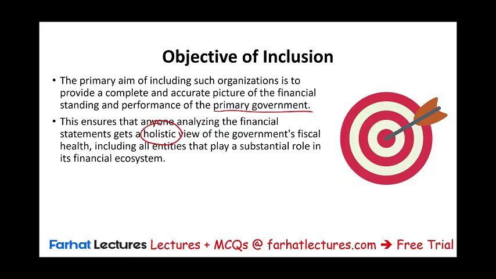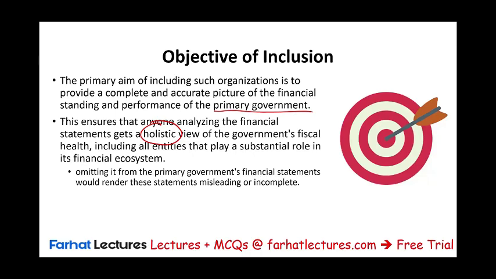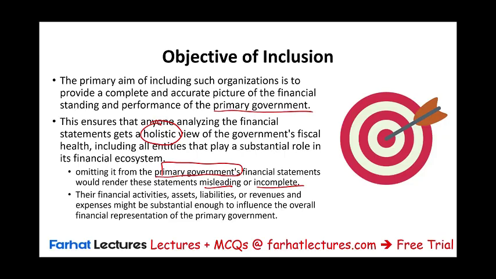Although it could be considered a separate legal entity, nevertheless, the city of Philadelphia can impose their will on them. They are financially responsible for them, and they can get a surplus in case they have a surplus. So omitting this from the primary government would give the investors or the users a misleading or incomplete picture. That's why you want to include those components. And their financial activities, which are assets, liabilities, revenues, are substantially large enough to be mandated to be included. Otherwise, if you are excluding them, you are misleading the investors. They're large enough to be included.